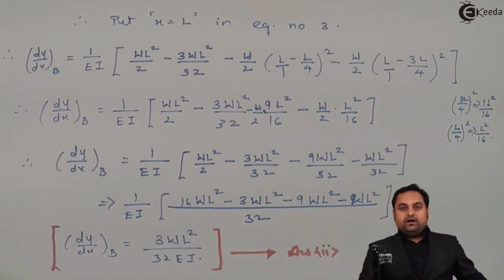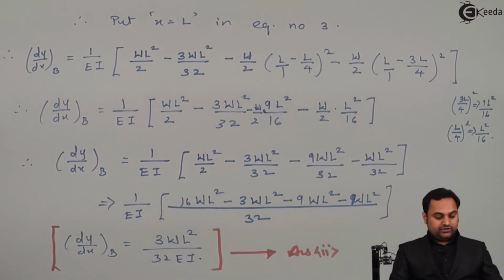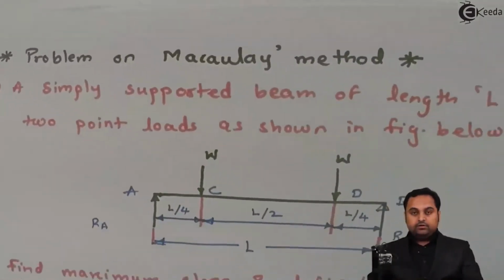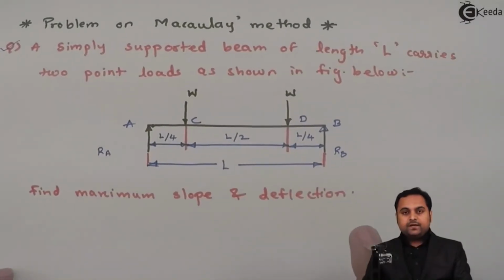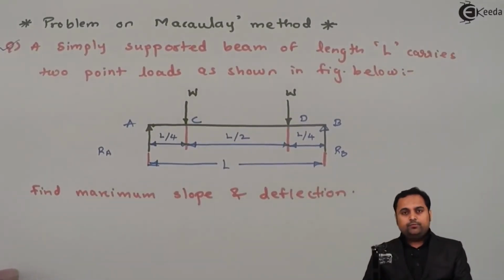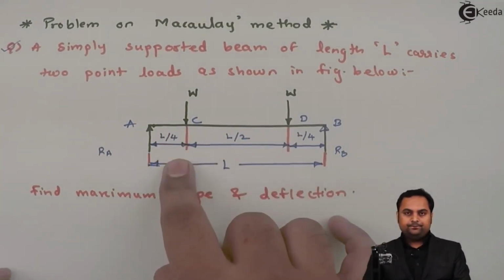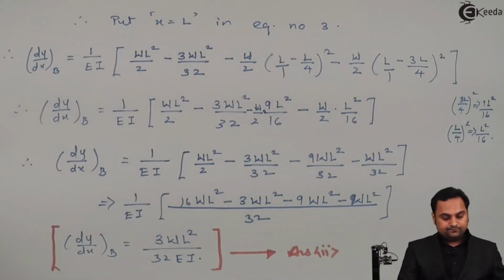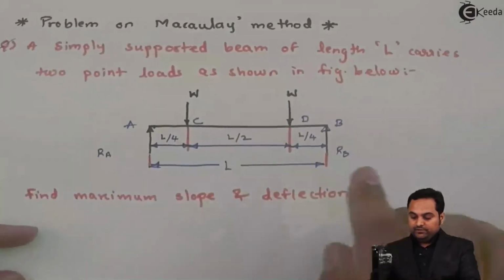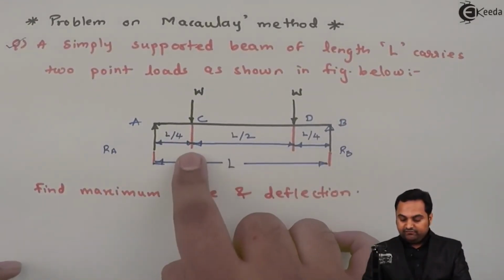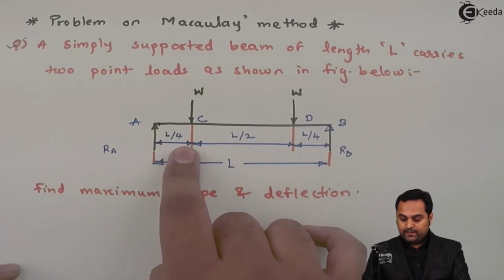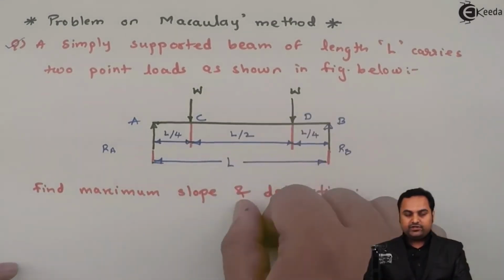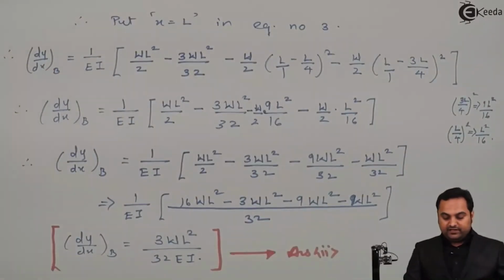Now, after getting the slope at point B, the next question was to find out the maximum slope and deflection. See, we have found out the maximum slope. Now maximum deflection. Maximum deflection will be at the location of the load. So here I'll say that for the maximum deflection, since under the action of the load the beam is bending, so I'll calculate 3 deflection values, that is first at L by 4, and next at the half location, that is at L by 2, and see which value is greater.